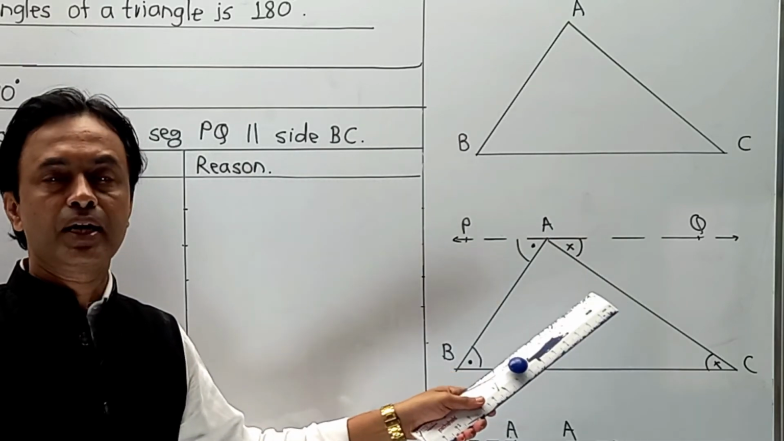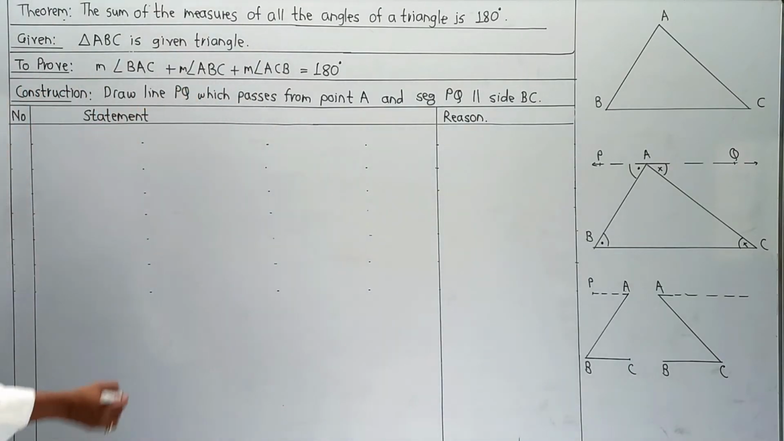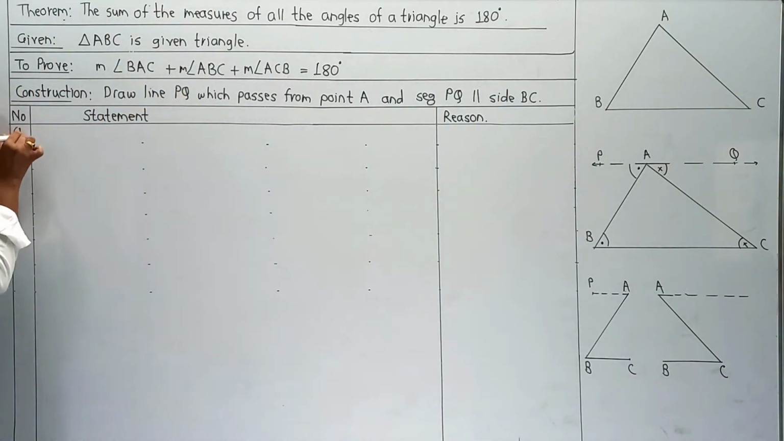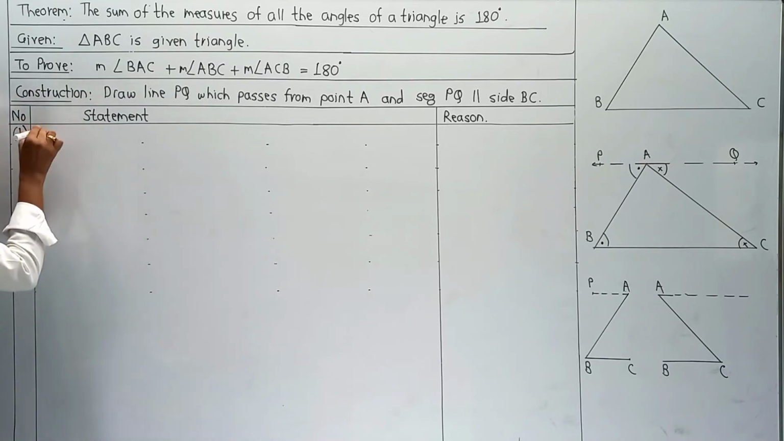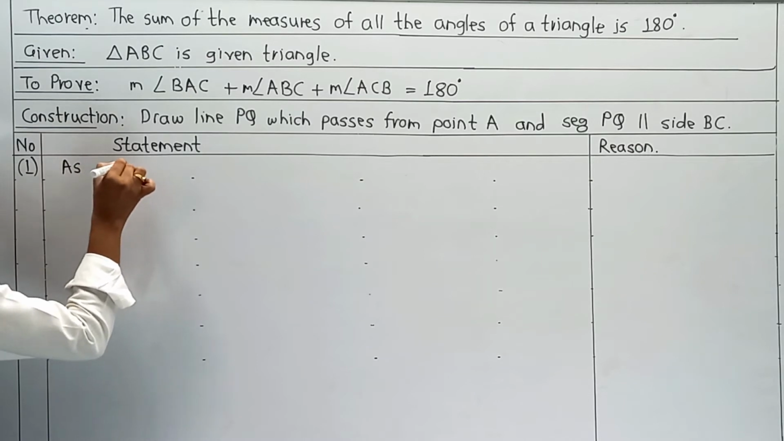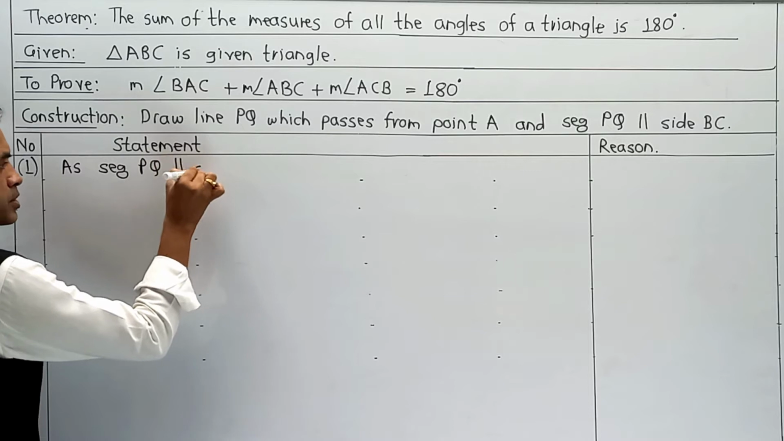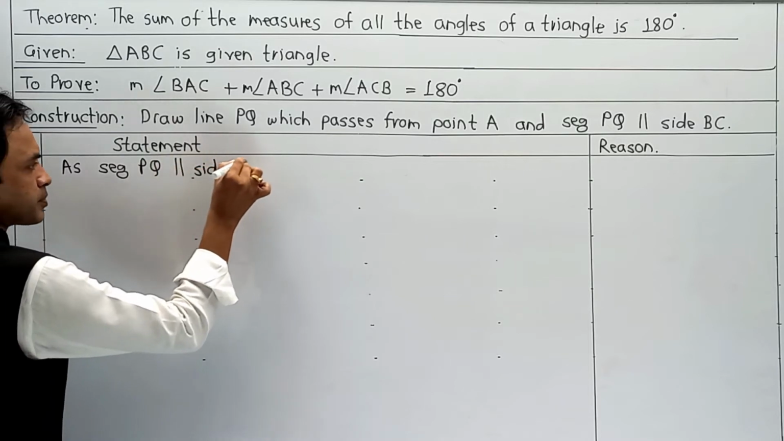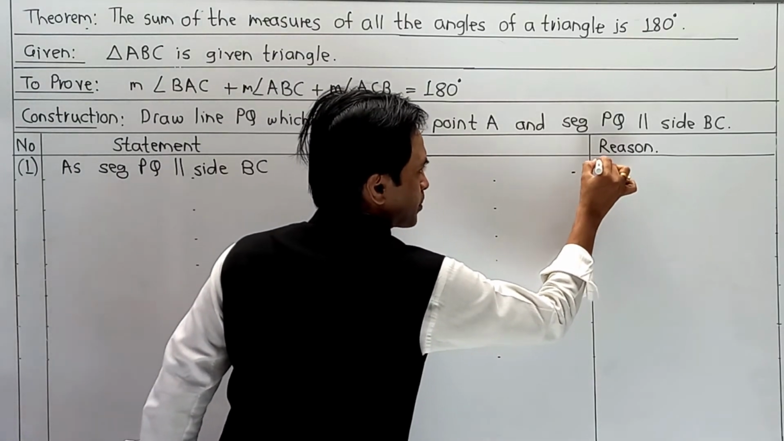Now whatever I have described, I am going to write it here, so please pay attention, one by one. Part one: here, as segment PQ, or you can say line PQ, is parallel to side BC. This is by construction, so I am going to write by construction.